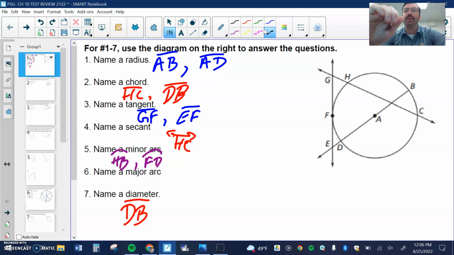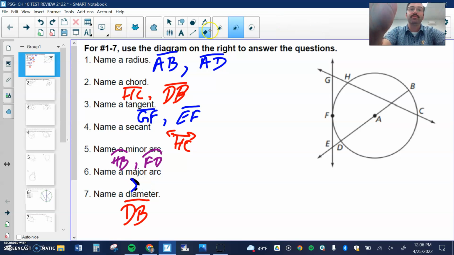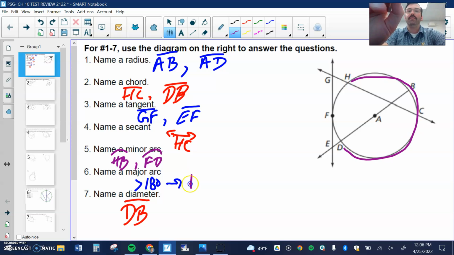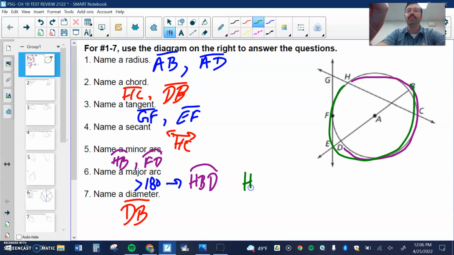Alright, major arc. Major arc must be greater than 180 degrees. So greater than 180. Greater than 180. And we got to use three letters to name it. So, like H, B, D, or H, C, D could be a major arc. Or H, D, B could be another one. Both are examples. As long as you use three letters to name the major arc.